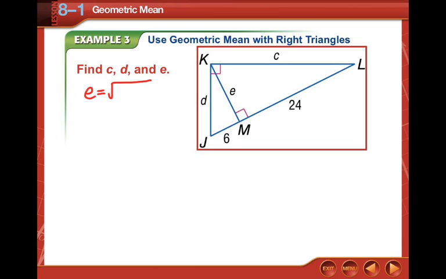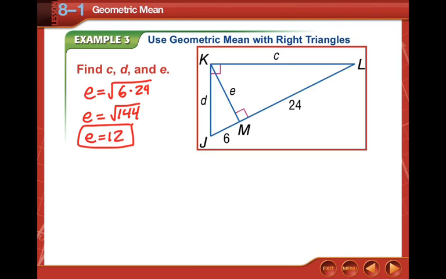So JM and ML are the segments of the hypotenuse, and JM is 6, ML is 24, so we just multiply those together. 6 times 24 comes out to be 144. And when we square root that, or we figure out what number multiplies by itself to get 144, E is equal to 12.